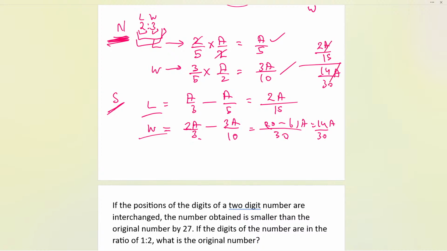Now, A directly cancels. 15 times 2 is 30. And now bring this at the top. It will be 4 by 14 we are getting. Further we can simplify. 2 by 7 is the answer. Okay, 2 by 7 is the answer. So that is the part we have got.